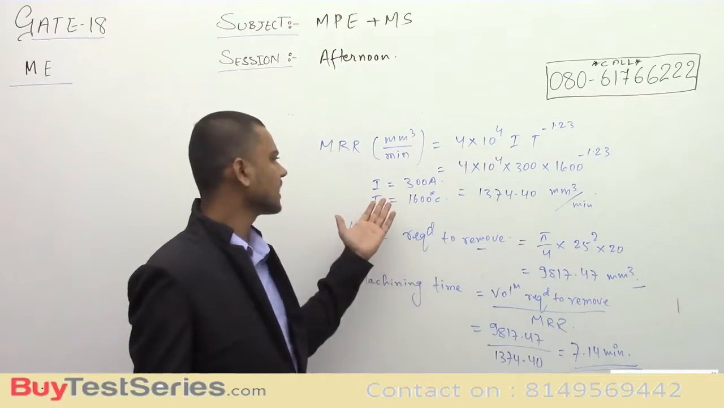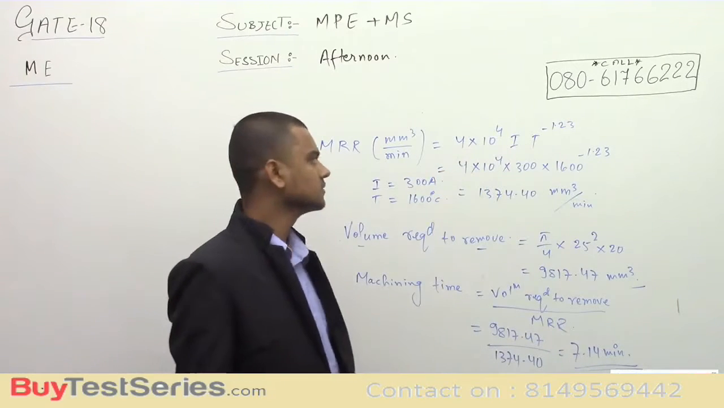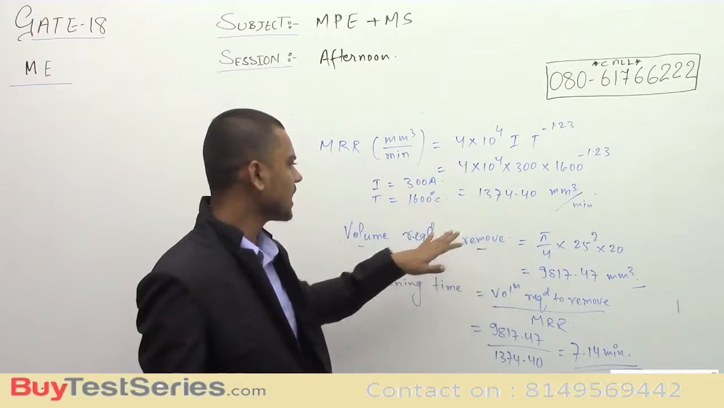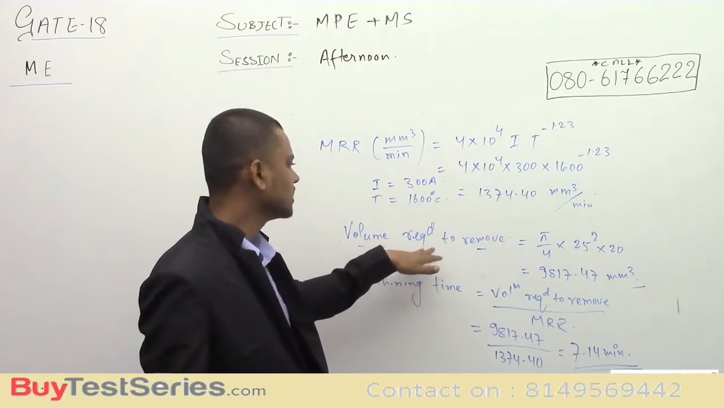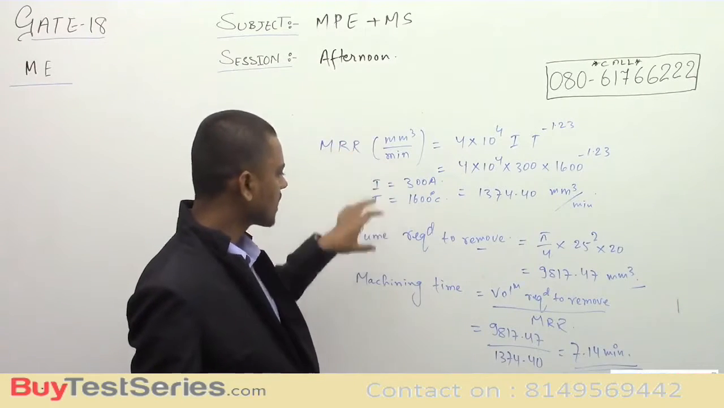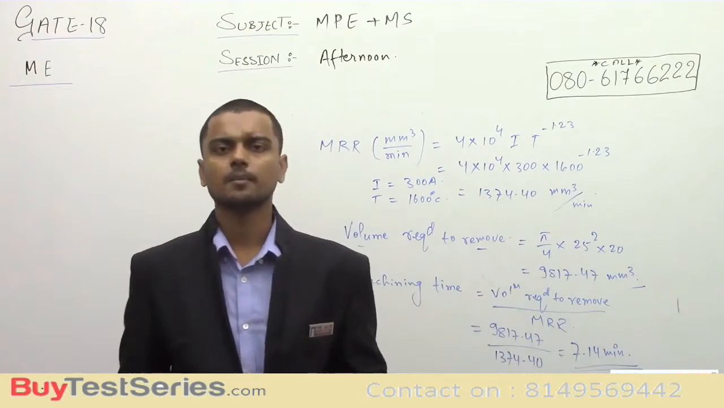So if it is given that MRR is a function of current and temperature, and the values of current and temperature are given, we can find out the MRR. Once we have this MRR, we will find out the volume which is required to remove. Once we know the volume required to remove and the MRR, obviously we can find out the machining time by dividing the volume which is required to remove by the MRR.